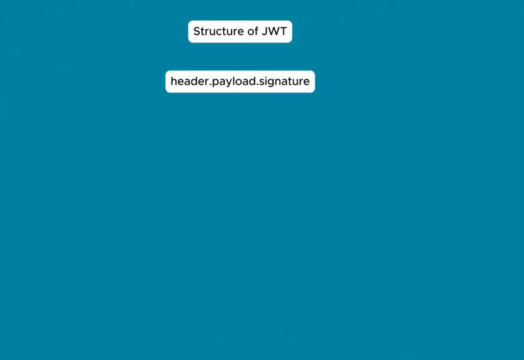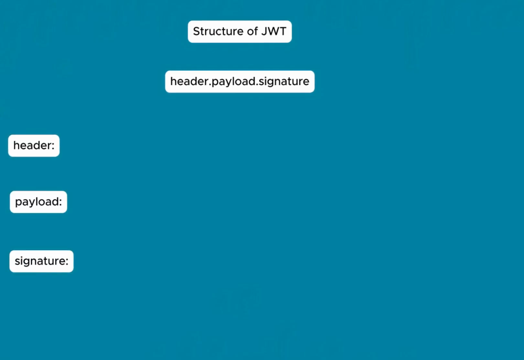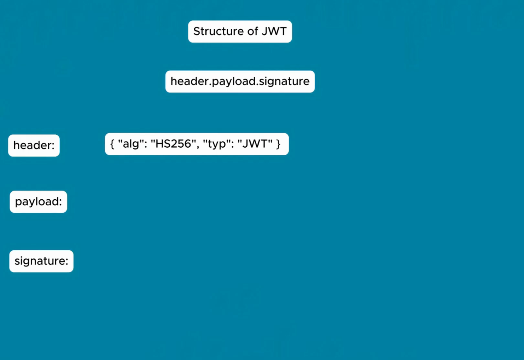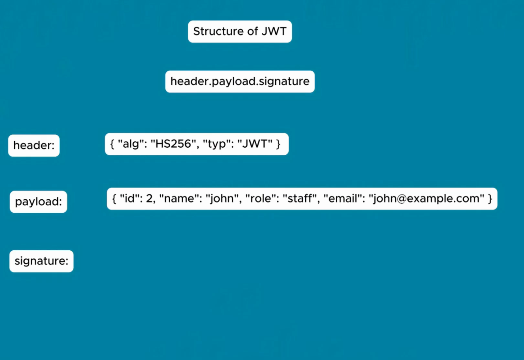JWT has three parts separated by dots: header, payload, and signature. Header basically contains the type of token, which is JWT in our case, and the algorithm which is used to generate the signature. Signature is the last part of the JWT token. Payload contains the actual data like user ID, email, role, and any other info. Signature helps to validate the token.